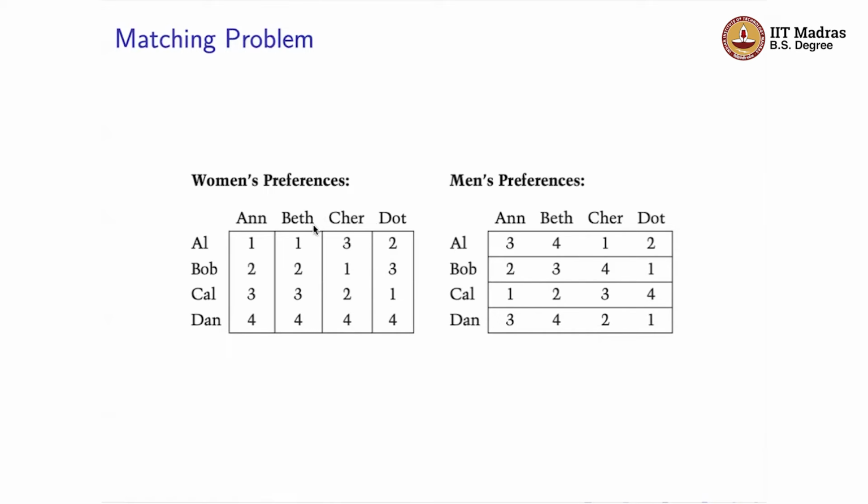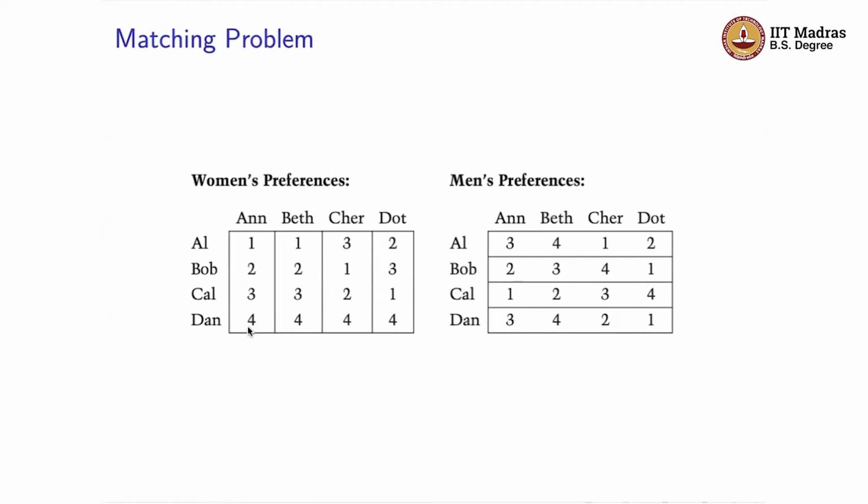Cher, on the other hand, has different preferences, right? So as per her, Bob is the best possible husband that she could get. The second best option is Cal. The third best option is Al. And the fourth best option is Dan. Whereas Dot thinks that the best option is Cal as a husband. Al is the second best option, Bob is the third best option, and Dan is the fourth best option.